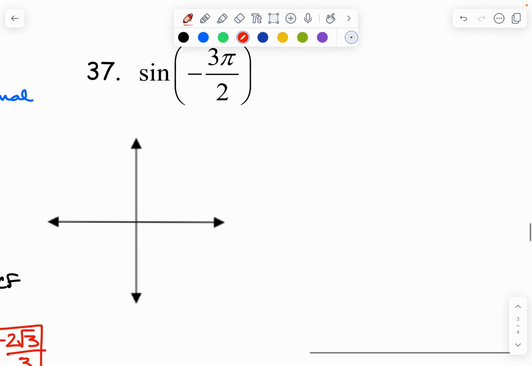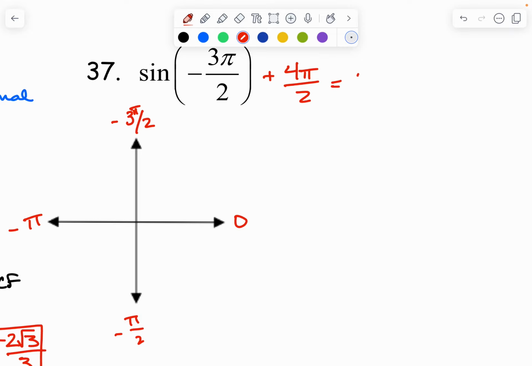Last one for this section, negative 3 pi over 2. You could go in a negative direction. If this is 0, this is pi, this is pi over 2. That would make this negative 3 pi over 2. Or you could add a full turn to it, and that would bring you to positive pi over 2. No matter what, you're up here on the positive y-axis. And when you're up here, you're at the point 0, 1. So that's an x and that's a y.